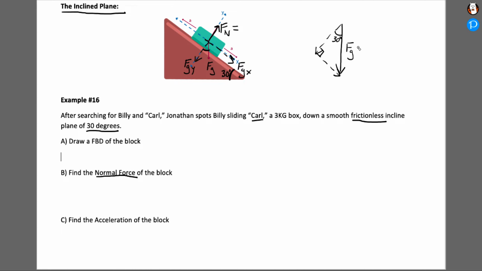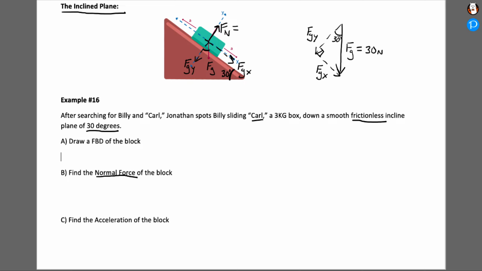Now the force of gravity we know is just going to be 10 times the mass, so 3 times 10 gives me 30 newtons. So that's this part of that triangle. I'm going to label these. This right here is going to be FGY, and this is going to be FGX. Now what we're trying to figure out is normal force. So I want FGY. This one is what I need to figure out.